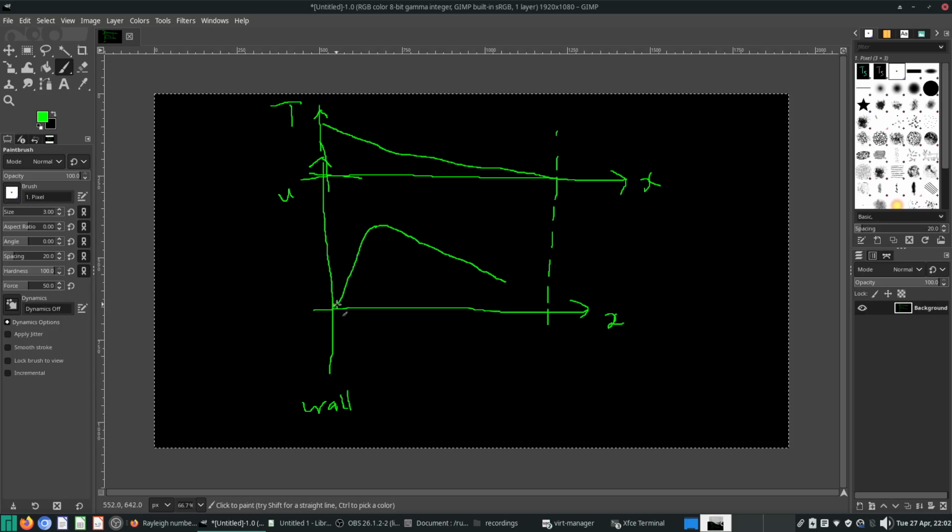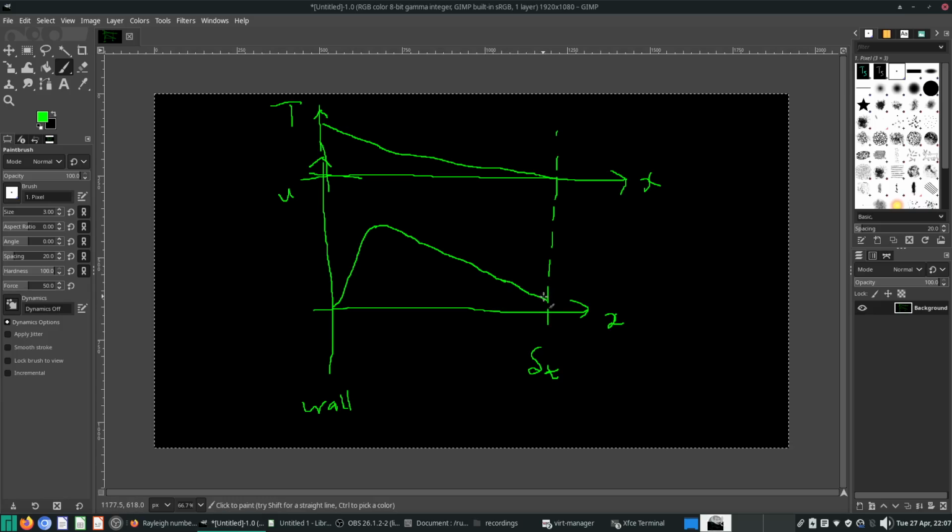Okay, so because of no slip, we cannot have movement at the wall. So the maximum velocity will be somewhere over here in the thermal boundary layer. No longer will the thermal boundary layer be so thin compared to the momentum boundary layer. Okay, so will the velocity boundary layer thickness be thicker than the thermal boundary layer thickness, or is it the other way around?